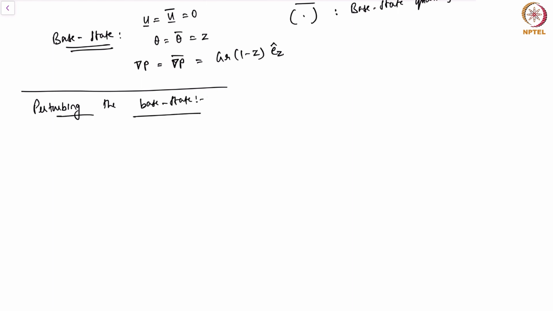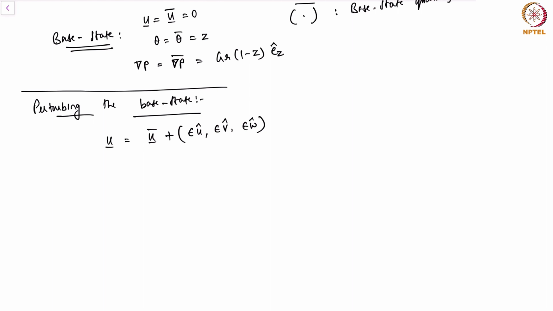Okay, so now what we want to do is perturb the base state. Now, we have three velocity fields, three velocity components, u, v and w. So the perturbation for u will be u bar plus epsilon u hat, epsilon v hat, epsilon w hat. So I'm just writing down the components like this. So the left hand side is a vector.